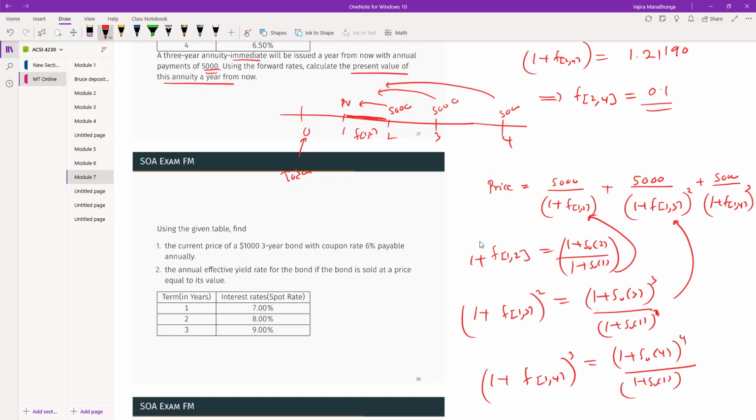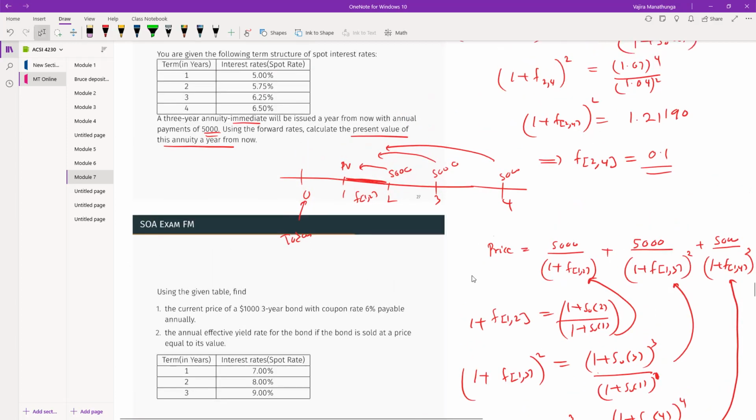this should be 1. So again, you don't have to solve this one, just substitute this value here. So this entire thing is equivalent. For example, let me calculate this quantity. What would that be? S02 is 5.75%, so 1.0575 squared divided by 1 plus S01, and this one is 1.